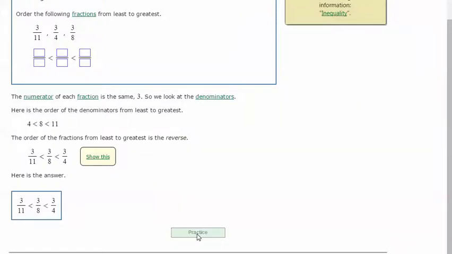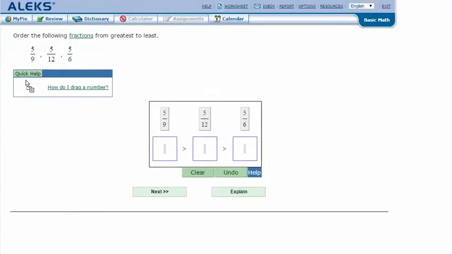Let's try another one. Order the following fractions from greatest to least. They all have the same numerator, so I'm going to look at the denominators and put them in the reverse order that I think they should be in. So if I was just looking at the denominators, the largest one would be 12. And so originally I would put 12 here. But since I'm ordering fractions and it's 5/12ths, I need to think the reverse. So I'm going to left click on my mouse, hold and drag this over here and drop it in there.